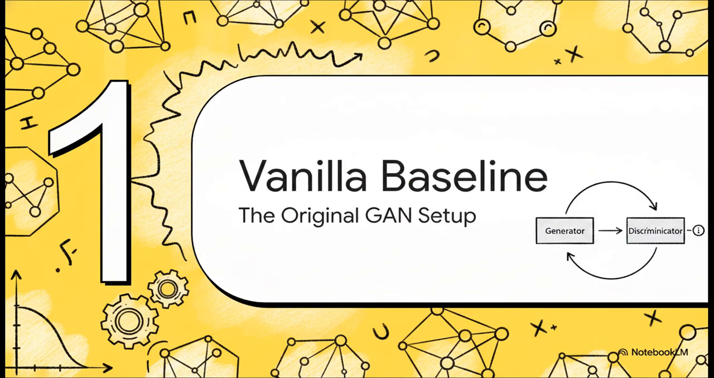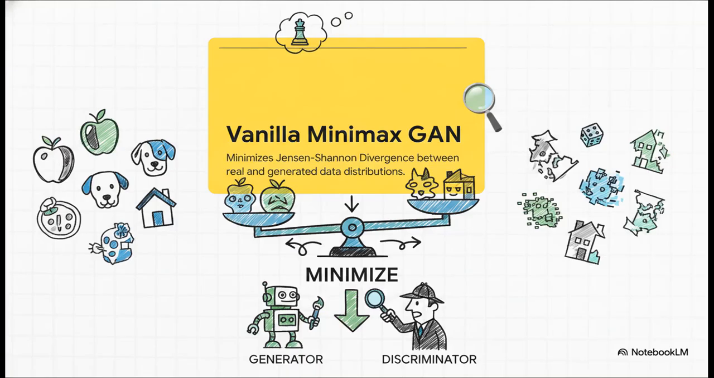The vanilla baseline. So at its core, the vanilla minimax GAN is basically a high-stakes, game-theoretic optimization. The entire goal here is to minimize the Jensen-Shannon divergence between the real data distribution and the fake data distribution that the model generates. It is a literal game of cat and mouse between a generator trying to create hyper-realistic data and a discriminator whose only job is to catch the fakes.